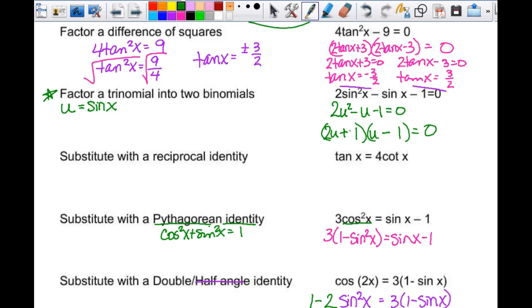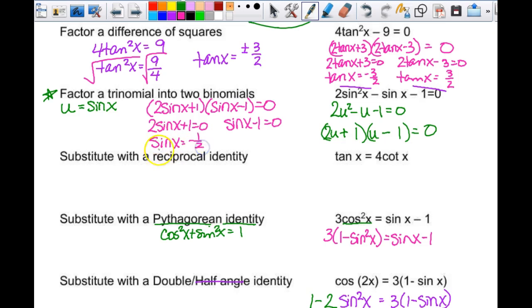So now that I have it factored, I'm going to substitute it back in and say, instead of u, what I really have is 2 times sine x plus 1 times sine x minus 1 equals 0. Again, you don't have to substitute, but it does make things a little bit nicer sometimes. So now I've got 2 sine x plus 1 equals 0, and sine x minus 1 equals 0. So that means that sine x is going to equal negative 1/2, and sine x equals 1.